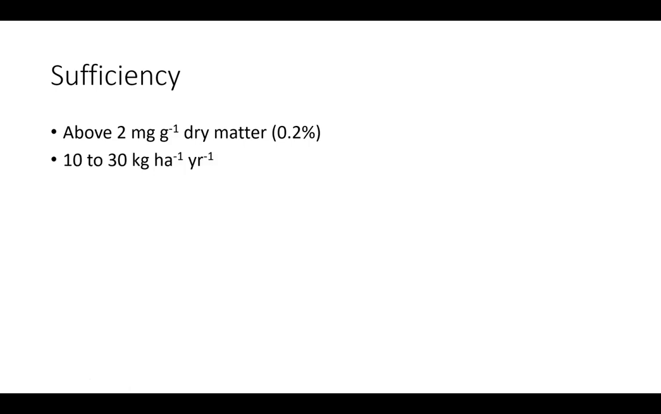Sufficiency. Sufficiency in the plant is somewhere above 2 milligrams per gram of dry matter, which is 0.2%. You may need to apply over 30 kilograms per hectare per year, and that is a fairly large amount, 66 pounds. If the magnesium is not pure magnesium, that's going to take hundreds of kilograms on an annual basis per hectare. This will make up for losses to leaching and crop removal.